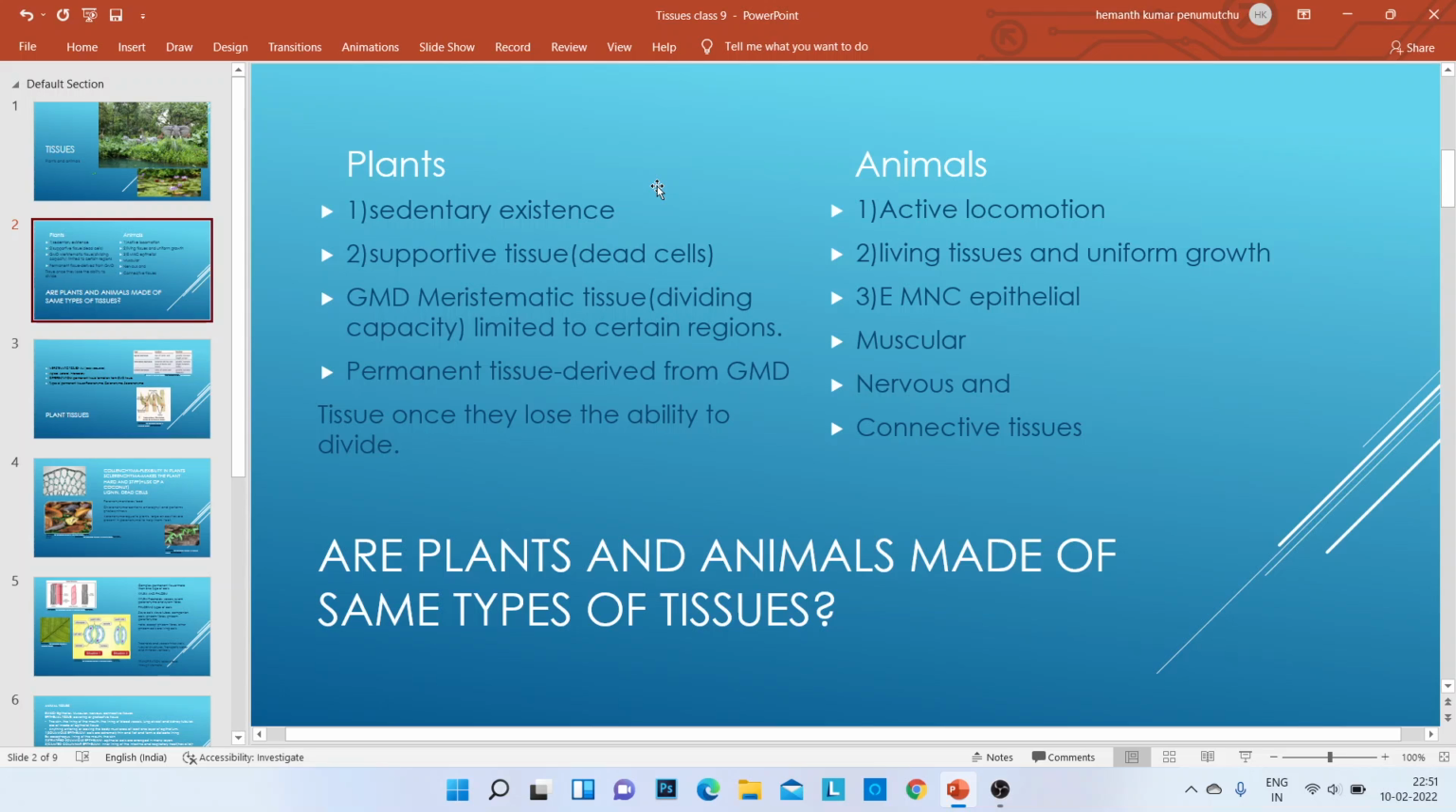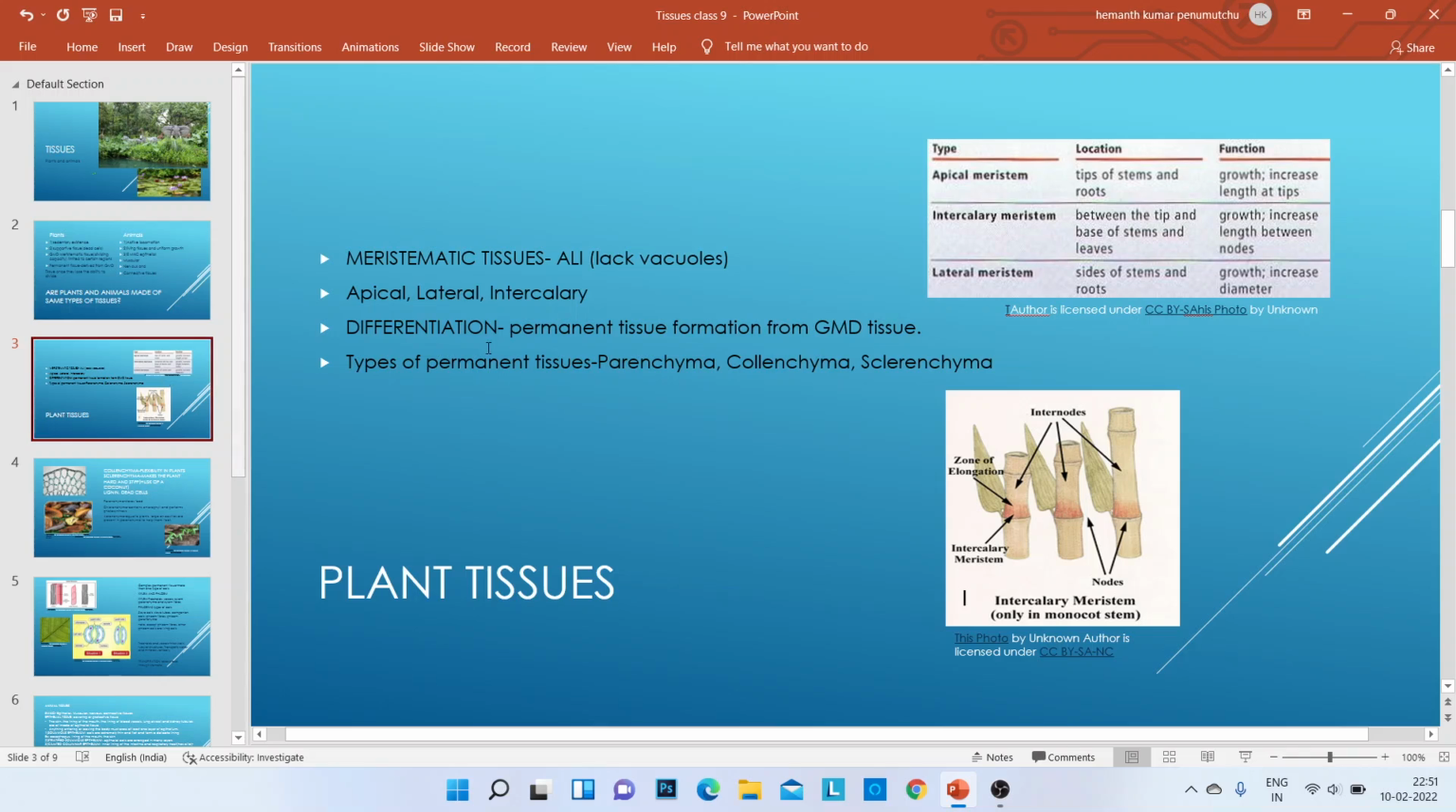So it is derived from GMD, which is nothing but G for growing, M for meristematic, D for dividing. Growing or meristematic or dividing tissue. Once they lose the ability to divide, it forms permanent tissue. So we can move on to the next slide.